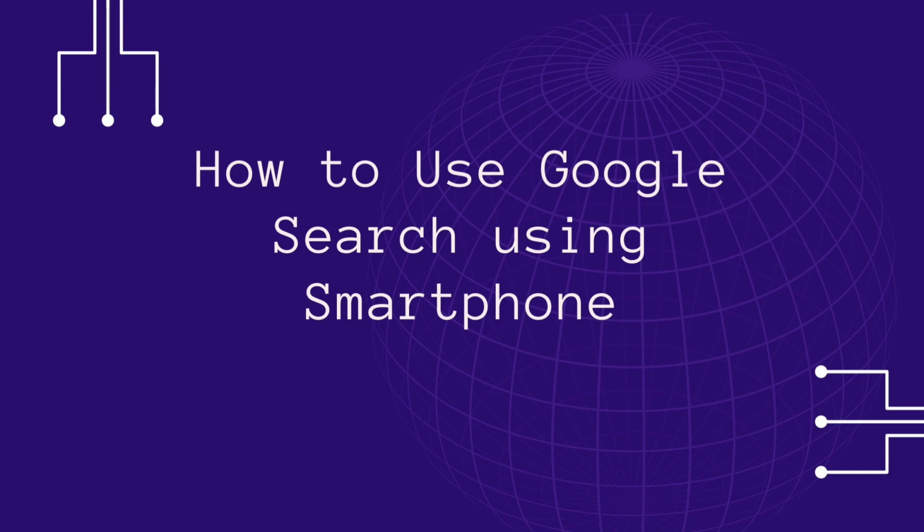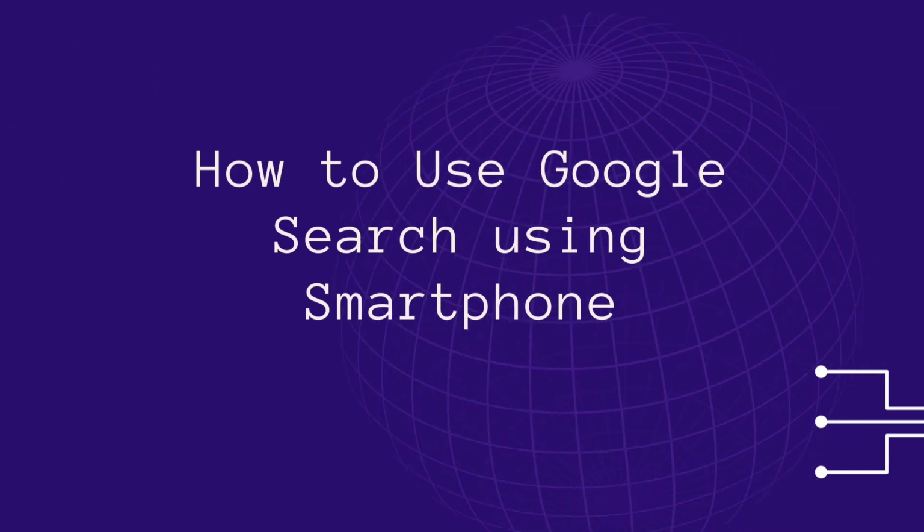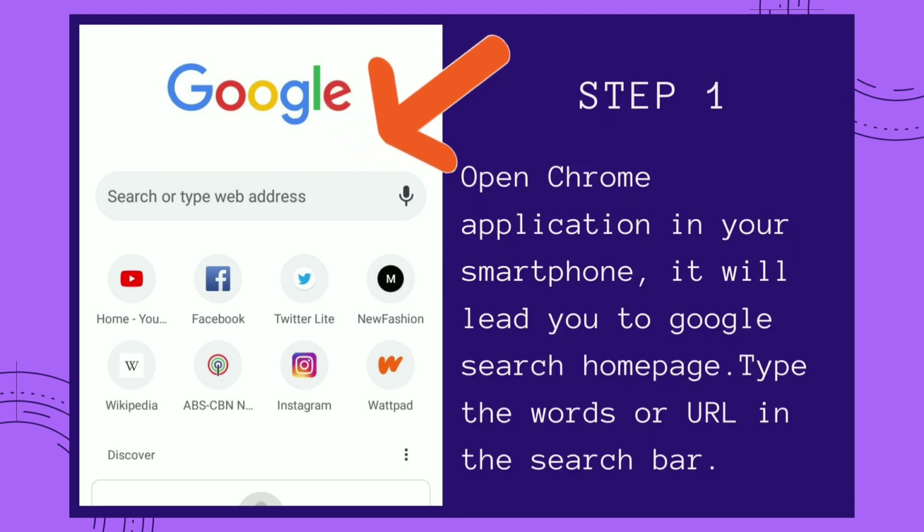Now, let us have a short tutorial on how to use Google Search using smartphone. Step 1. Open Chrome application in your smartphone. It will lead you to Google Search homepage. Type the words or URL in the search bar.